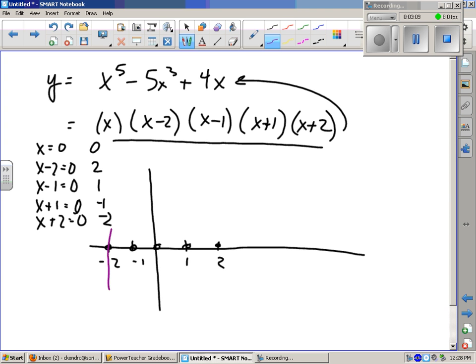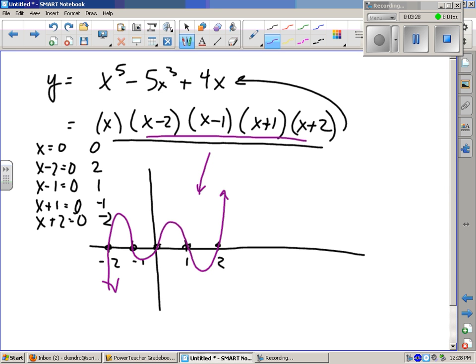Now, I don't know how high or low each wave is, but the general look of the graph will be like that. So if you can get an equation in factored form, you can draw a decent graph of it.